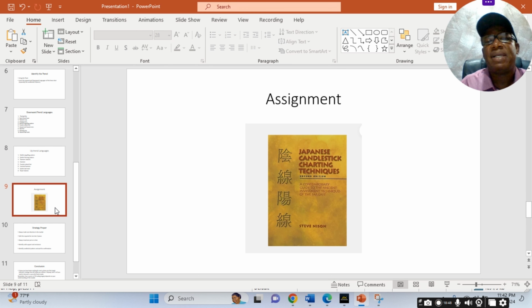Please, this is your assignment. If you can't get this book and read it, study it, understand it, don't ever trade Forex. Yes, don't ever trade Forex. This is one of the best. In fact, any other candlestick pattern book was derived from this. This is the Bible of Forex trading.